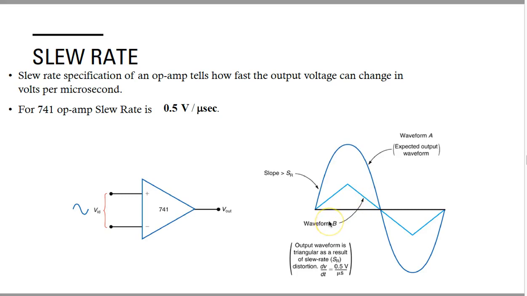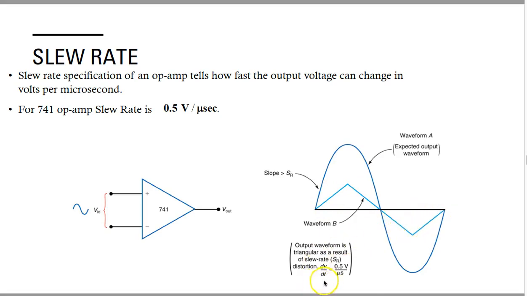We are getting waveform B, which is a triangular waveform, because the slope of the output sine waveform is greater than the slew rate of the op-amp. So you see this slope of the sine wave is greater than the slew rate of the op-amp. The value is not given, so we can just assume that the slope is greater than the slew rate. If that happens, then the sinusoidal waveform appears to be triangular. Therefore, the slew rate distortion of a sine wave produces this triangular waveform.